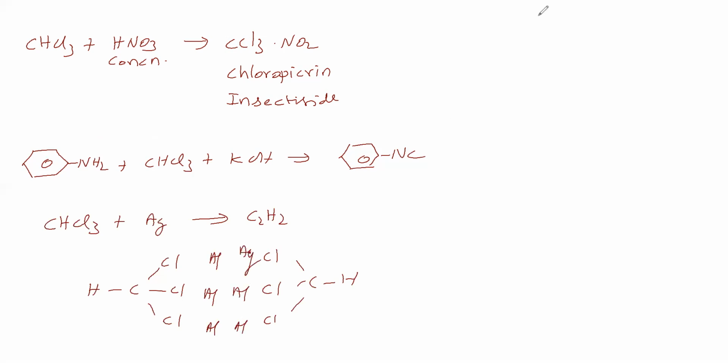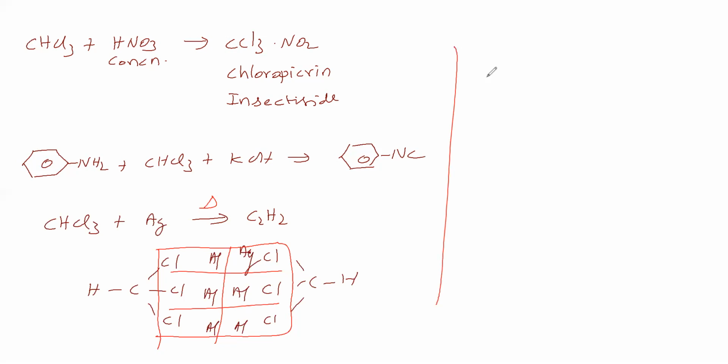Now what is formed? Silver chloride is formed. What is the remaining? HC, HC, HC, therefore acetylene. So chloroform on heating with silver powder gives acetylene.